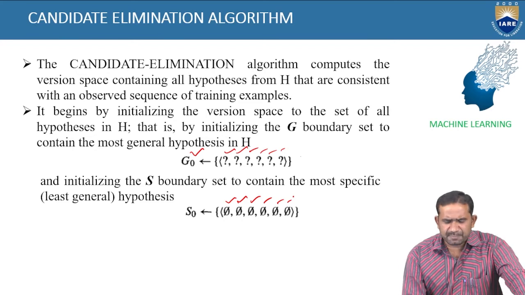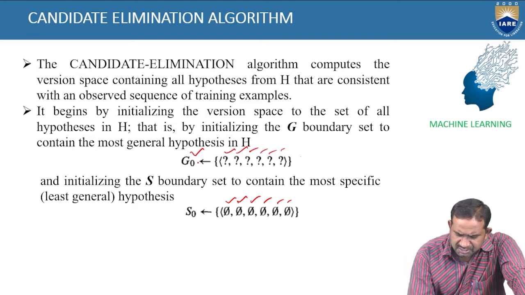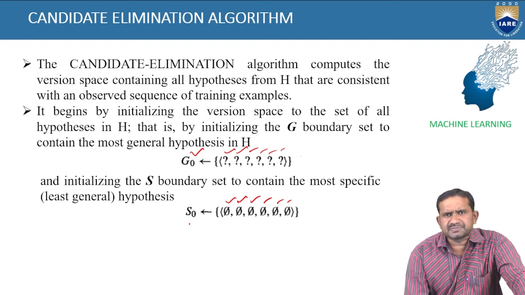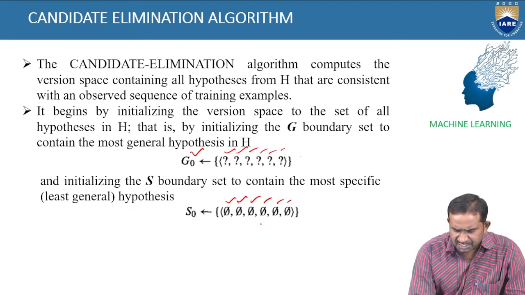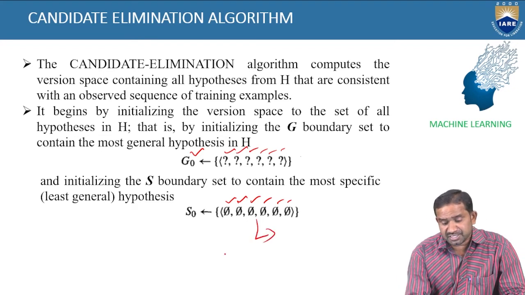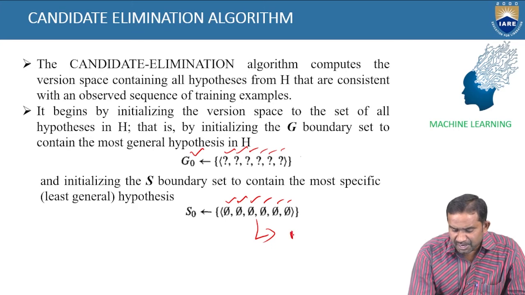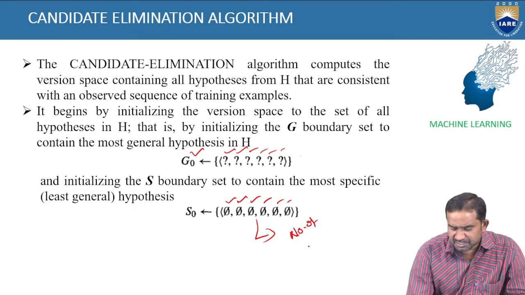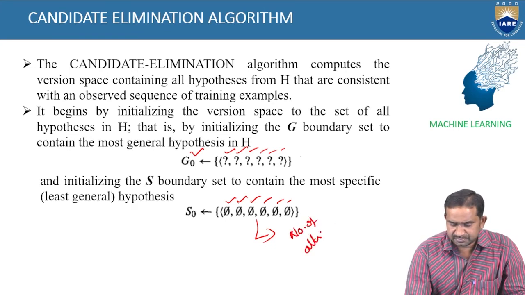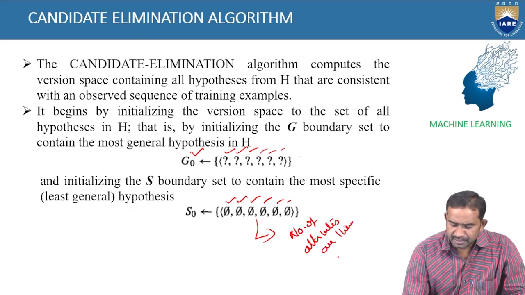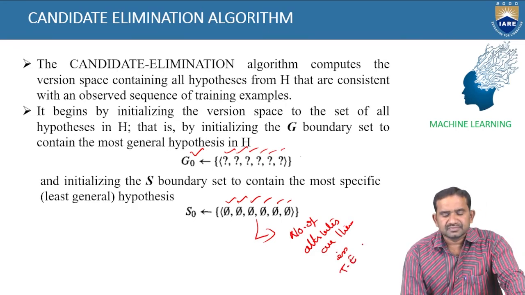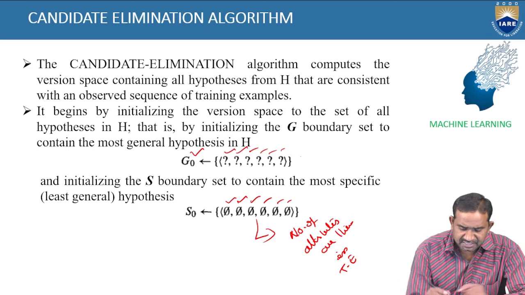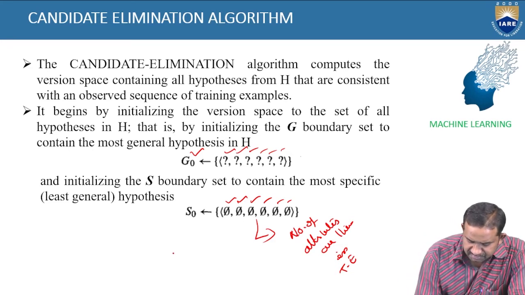When you count this hypothesis, we come to G naught as well as S, meaning the generalized hypothesis as well as the specific hypothesis. The number of these attributes depends on the number of attributes in the training examples. It is a reference: if 4 attributes are there in the training examples, we are referring to only 4 values.